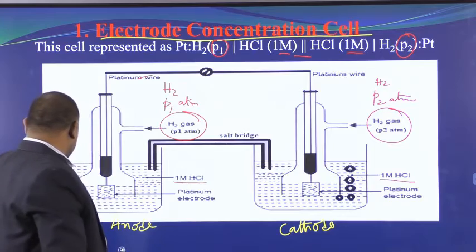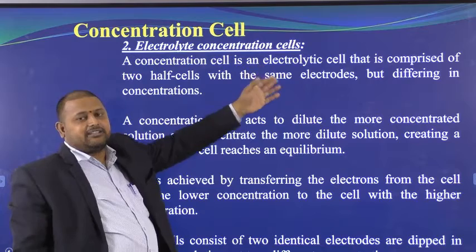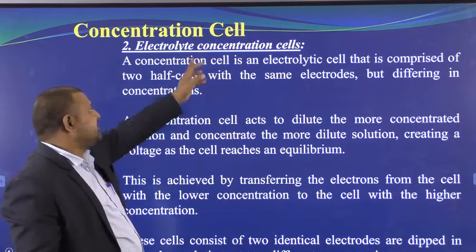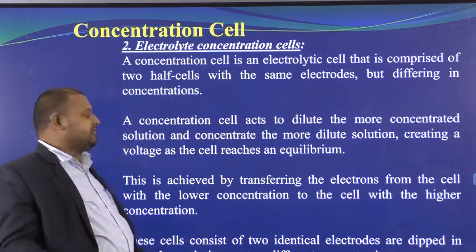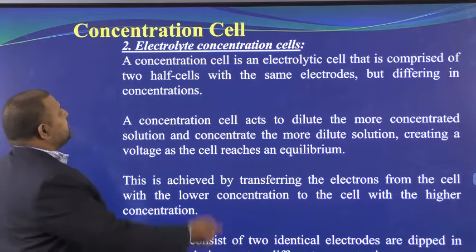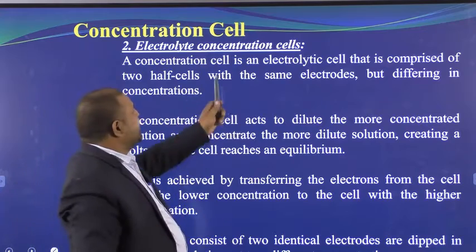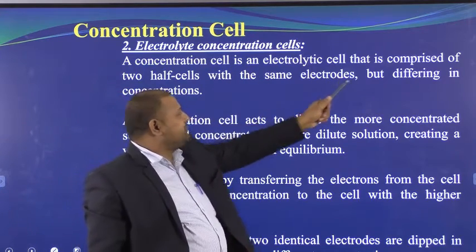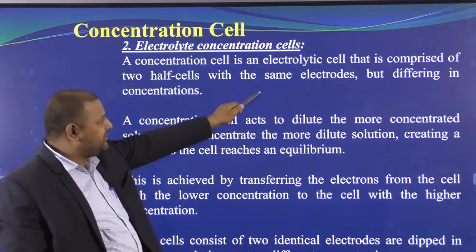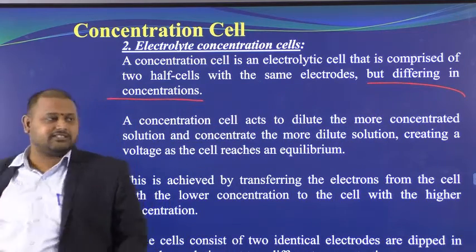Now the second type, remember the second type, is called the electrolyte concentration cell. By this time you should be able to understand that we are going to change the concentration of the electrolyte. Electrolyte is the liquid, right? So we will see the electrolyte concentration cells. A concentration cell is an electrolytic cell that comprises two half cells with the same electrodes, the same thing until here, but differing in concentration. Change the electrolyte here.